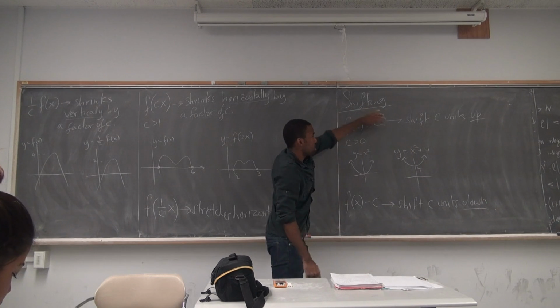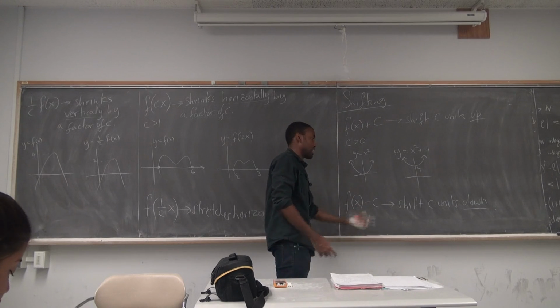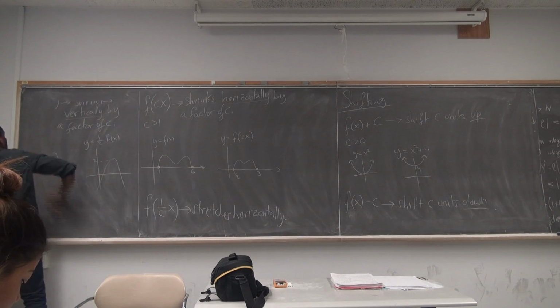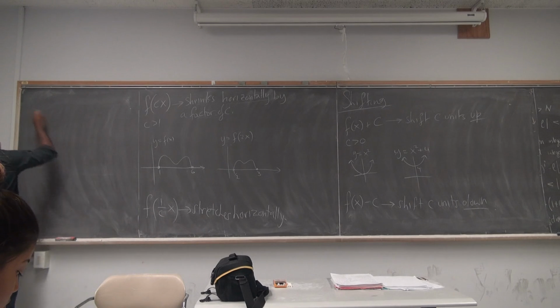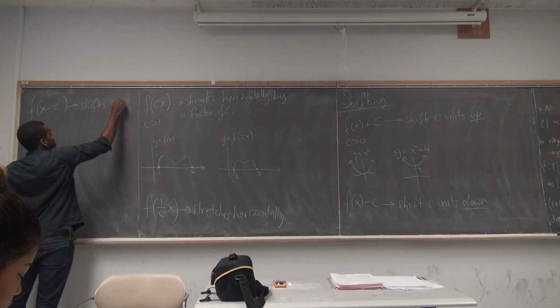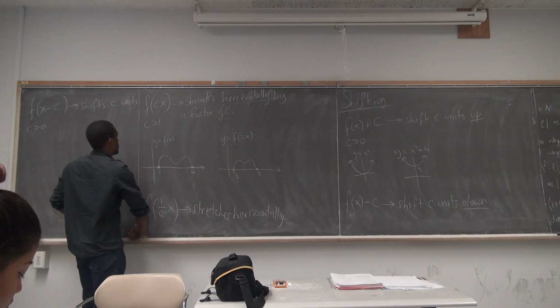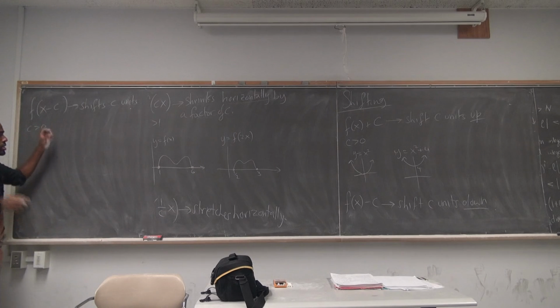So I'm doing something on the outside of f, so it's very intuitive. You add a number, it increases. You subtract a number, it decreases. On the inside, it goes the opposite way. So if you have f of x minus c, again, if c is greater than 0, this actually shifts c units to the right. So subtraction, intuitively, you might think it's going to the left, but it goes the opposite. It actually goes to the right.